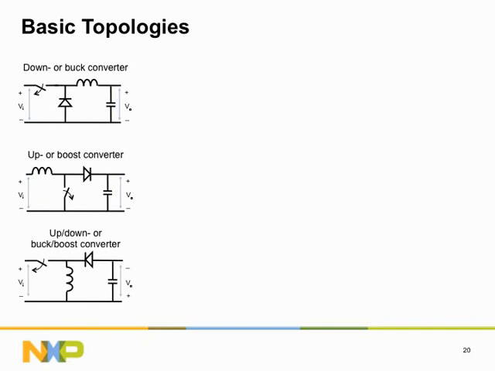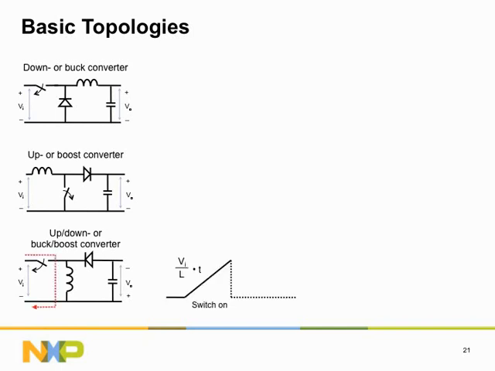The third and last converter topology is the step-up-down or buck-boost converter. This converter can be used to either realize an output voltage which is lower than the input voltage or an output voltage which is higher than the input voltage. One side effect of this converter is that the sign of the output voltage is changed. The basic operation is as follows.